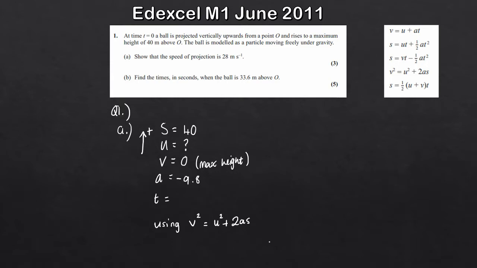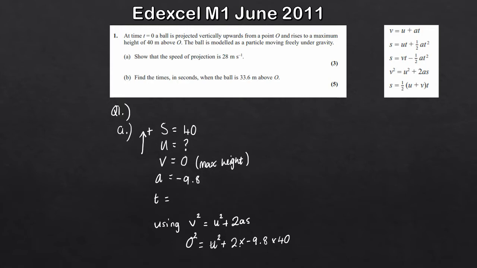Then we can solve here and obtain a value for U, because that's what we want to show, the initial speed for this part. So using this now with the values that we know, V squared, so that's 0 squared, which is just 0, is equal to U squared, which we don't know, that's what we're looking to find, plus 2 times minus 9.8, which is A, and then times S, where S is 40.